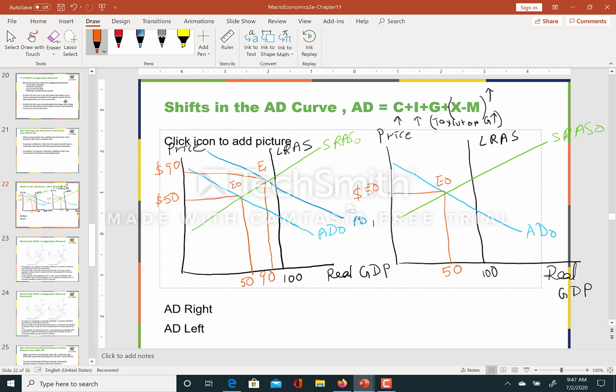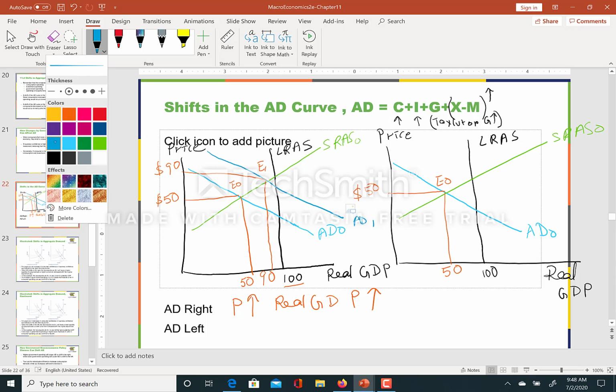At point E0, the real gross domestic product is way less than potential gross domestic product. That means the economy is in a recession. At this point E1, my real GDP is still less than potential gross domestic product, but it's really getting close and it's not as bad as point E0. So unemployment would be low at point E1 compared to point E0. My conclusion here is when aggregate demand shifts to the right, price increases and real gross domestic product also goes up.